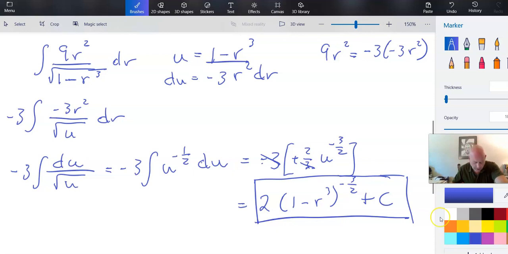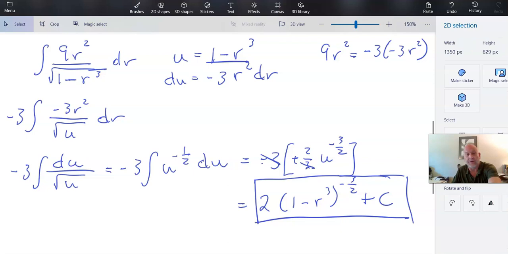Okay, so note again, this was a little weird how we had to handle that constant. We had to break it up so that it came out nice and we could get the number we wanted on the inside. Okay, so let's take a look at another one here.